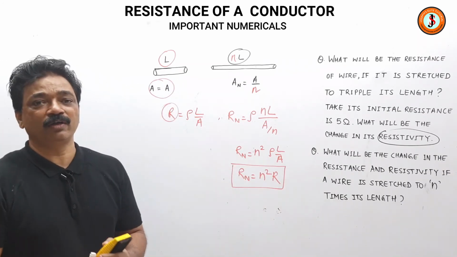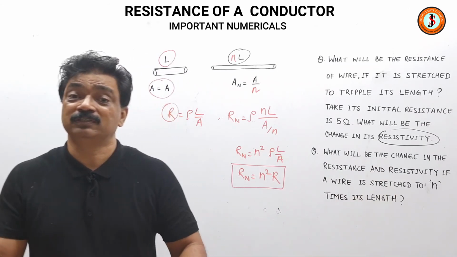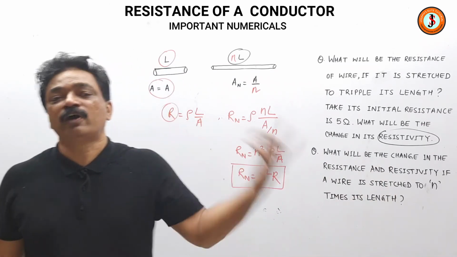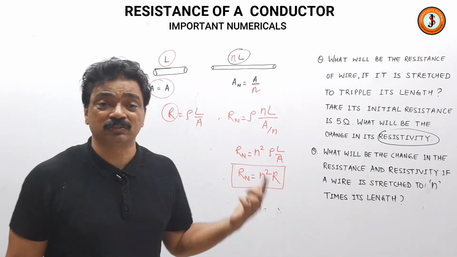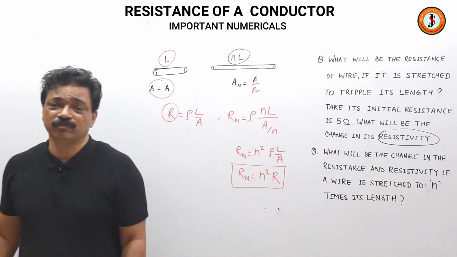What will happen to a wire whose resistance is 6 ohm if it is stretched 5 times? So just put 5 square, that is how much? 25. 25 into the original resistance, 6. 25 into 6, that is 150 ohms.